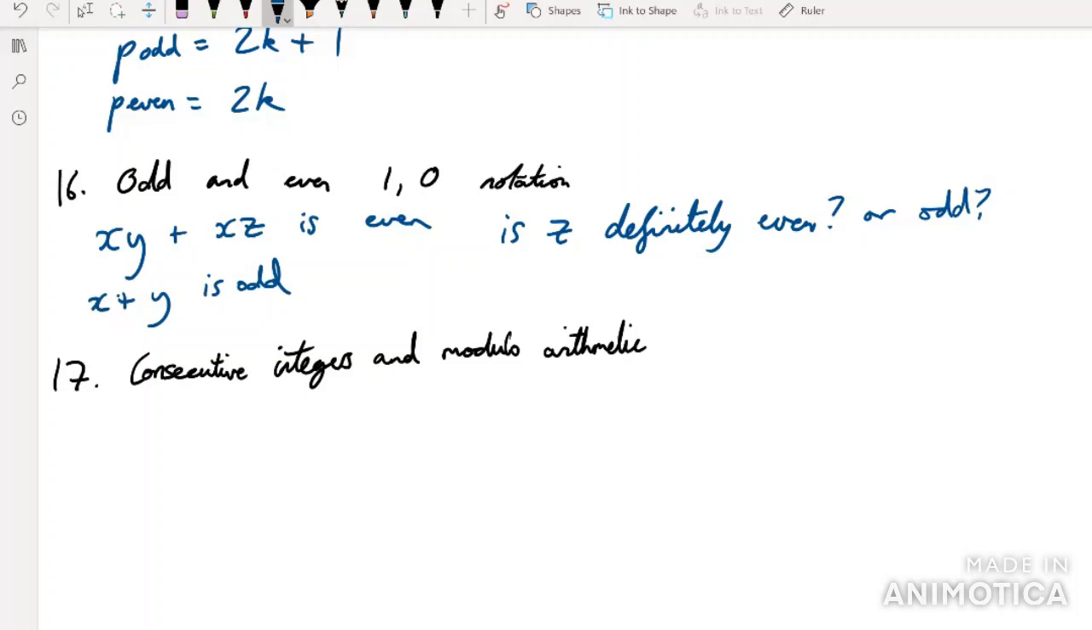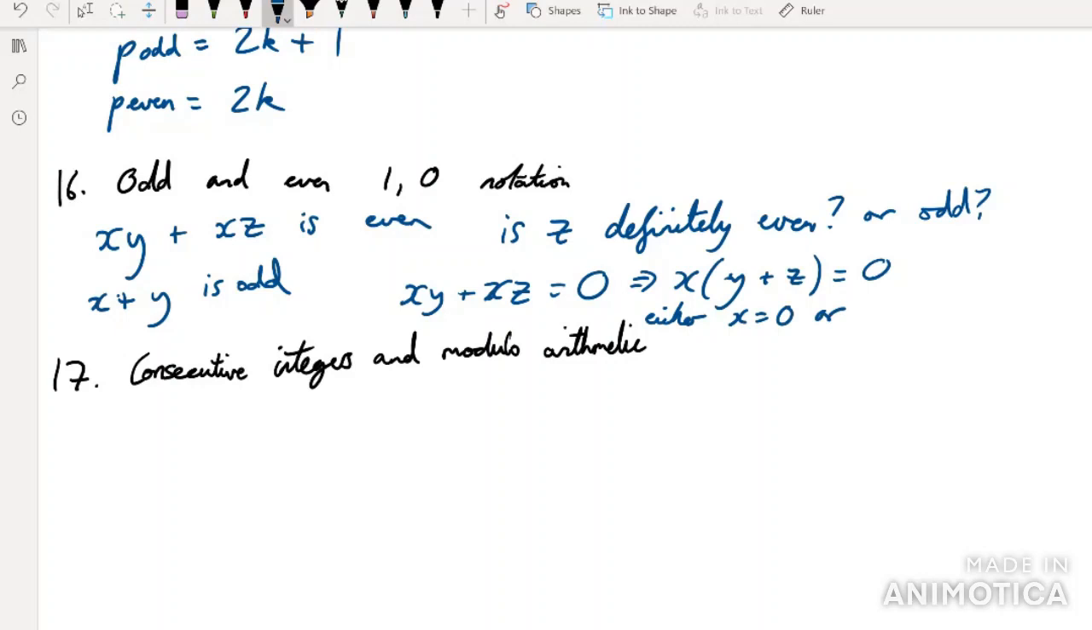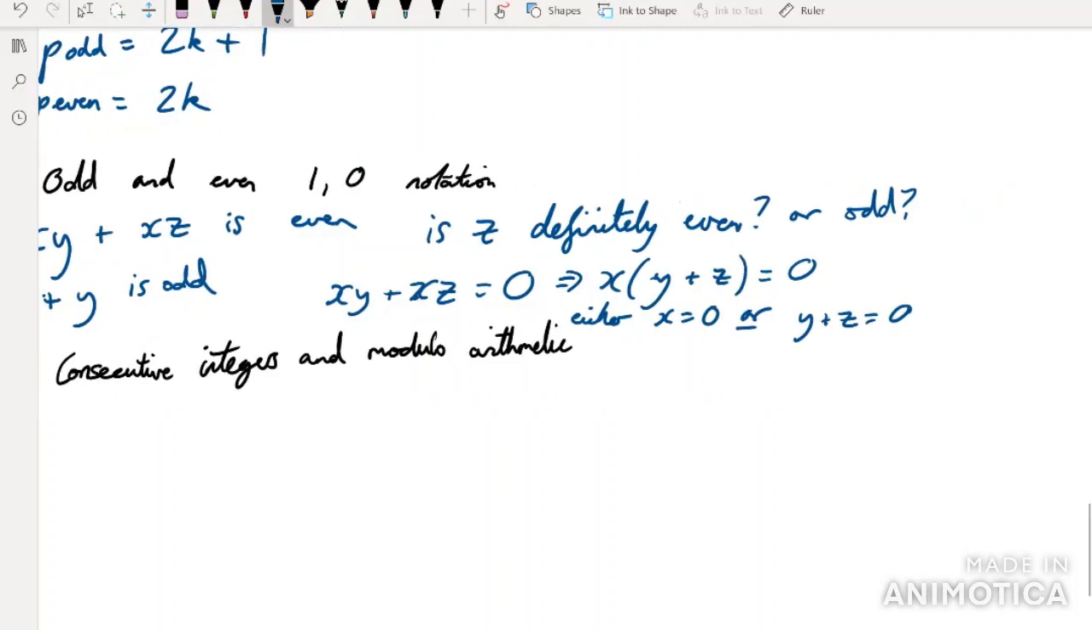So I'll do this example because what I just said probably made very little sense. So what do we know? x(y + z) equals even, so in other words, equals 0. So what can we say about that? Well, we've got x(y + z) equals 0, and so either x equals 0 or y + z equals 0. So that's what that first thing tells us.